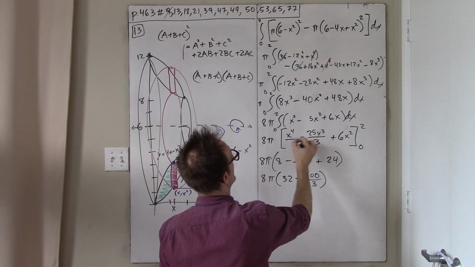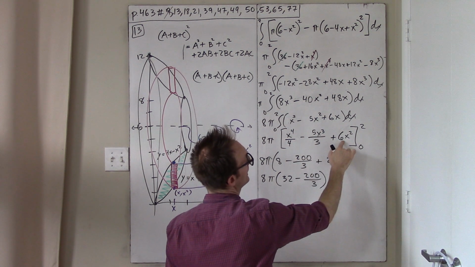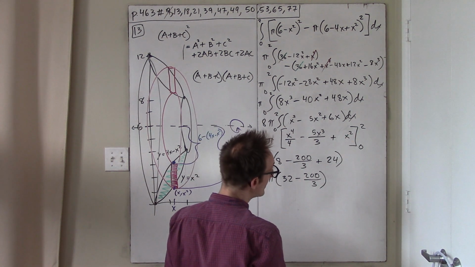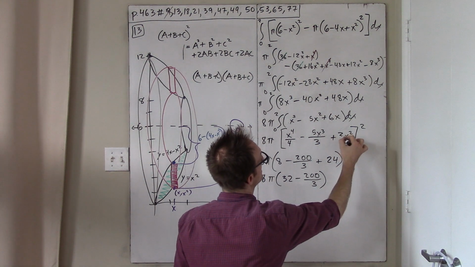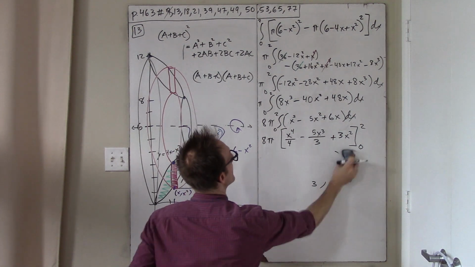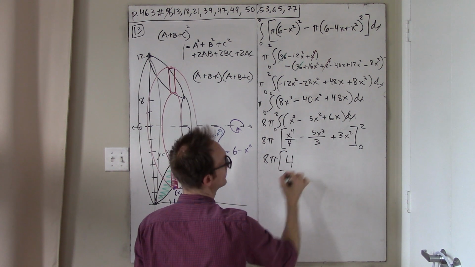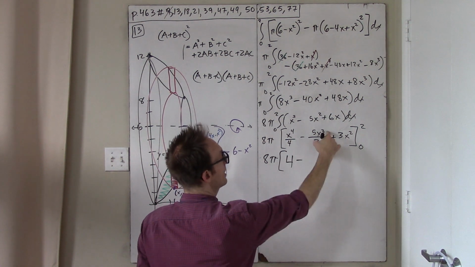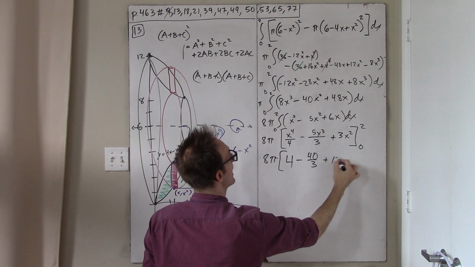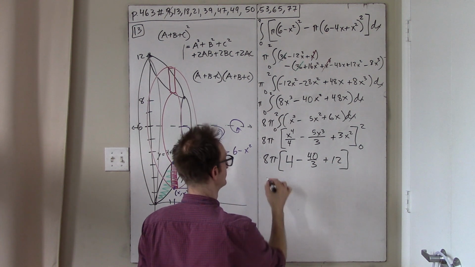And now this is x to the 4th over 4. And the antiderivative of 5x squared is just 5x cubed over 3. And this is going to be 3x squared is the answer. Okay, so sorry about all that. And then that becomes 4 minus 40 thirds plus 12. That's looking a little bit better.